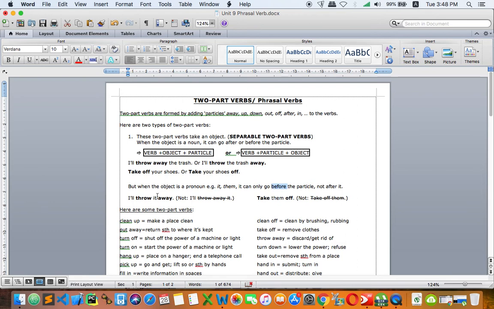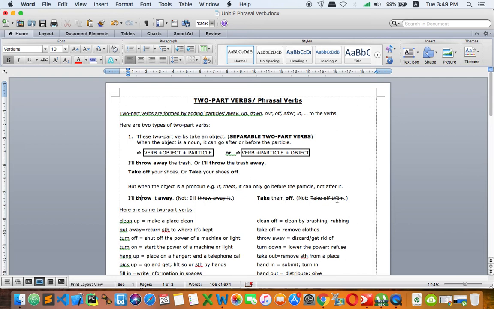For example, I'll throw it away. You cannot say I'll throw away it, because it is an object pronoun. Even though it here refers to the trash, it doesn't mean that we can use it the other way, because the trash is a noun, but it is a pronoun. So you cannot write it another way, you have to use it in between, just like throw it away. Take them off. You cannot say take off them, it is impossible.